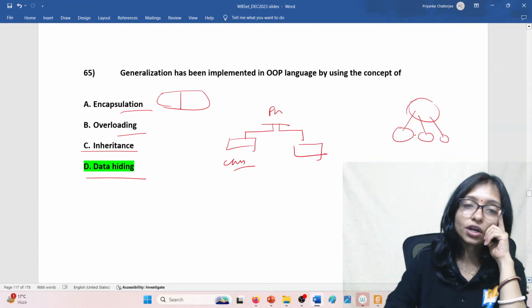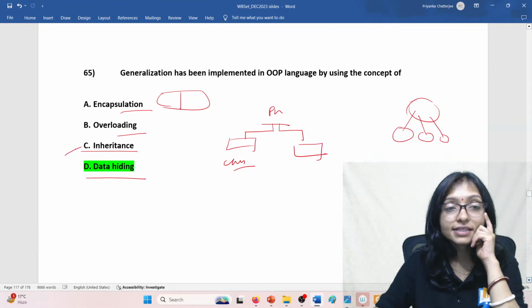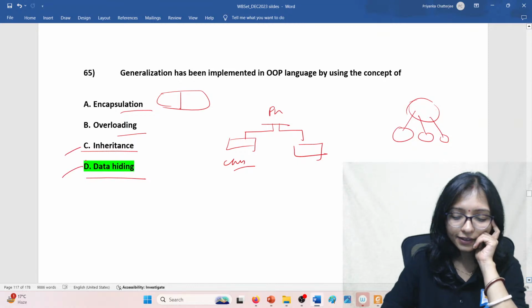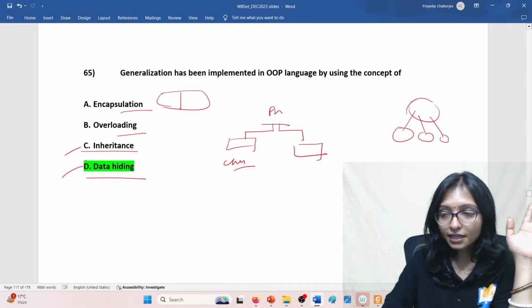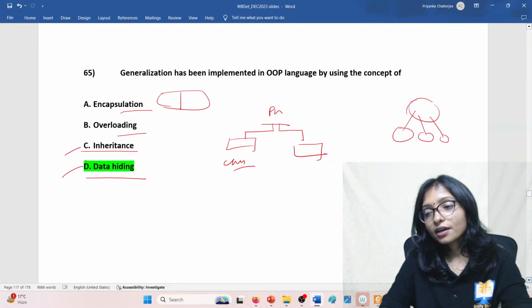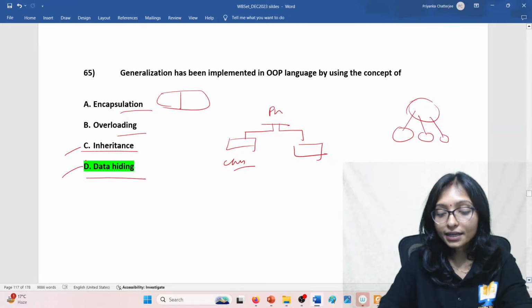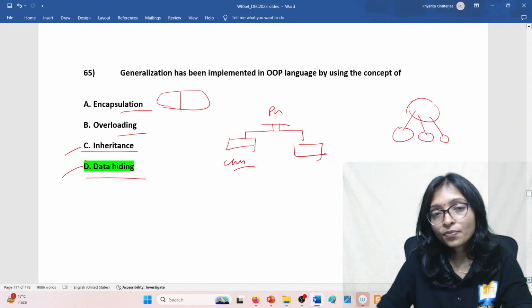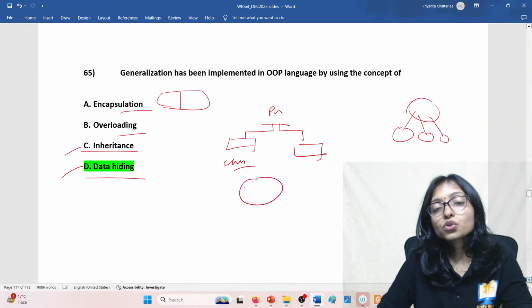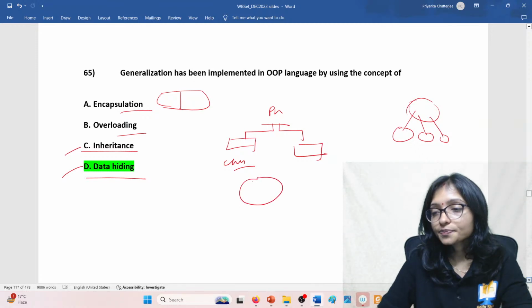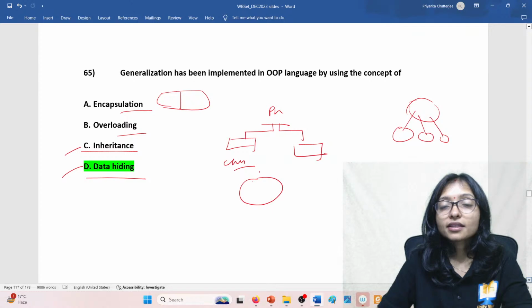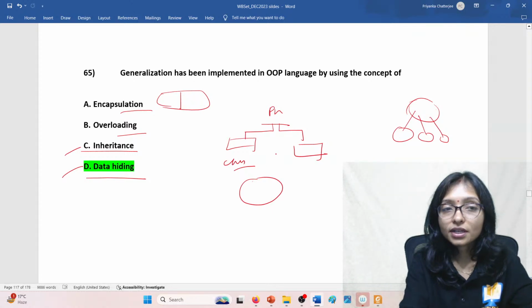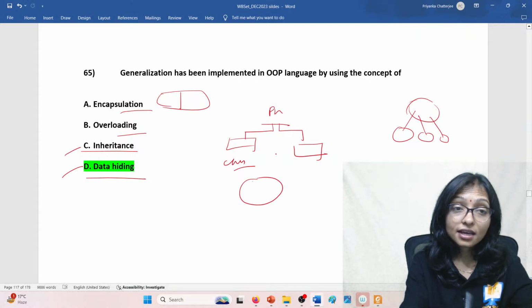That is going on your mind, and whether inheritance is correct or data hiding is correct, because the official answer key says data hiding. How are we getting it? Because through data hiding you are coming to some generalized method. That's why I think the official answer key is given as data hiding. Is that correct or not?